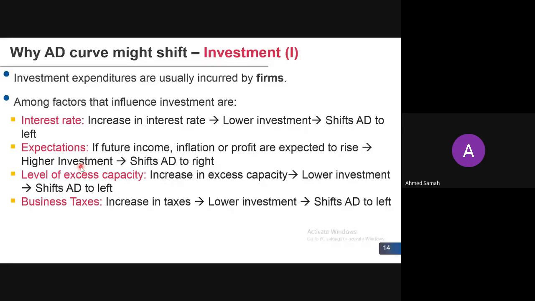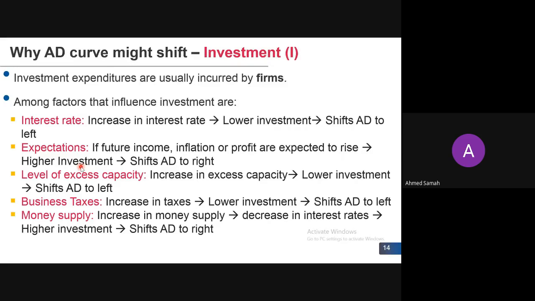Same here again with the money supply. When there is an increase in money supply, there will be a reduction in interest rates leading to higher investments because the cost of borrowing is now lower. Then when there is an increase in investments, the aggregate demand curve will shift to the right.